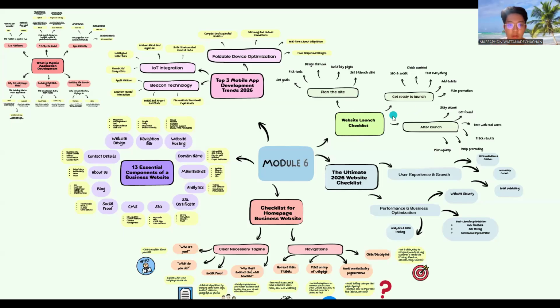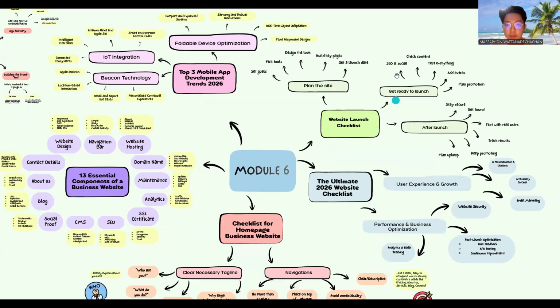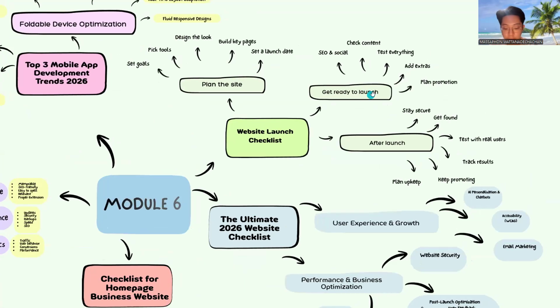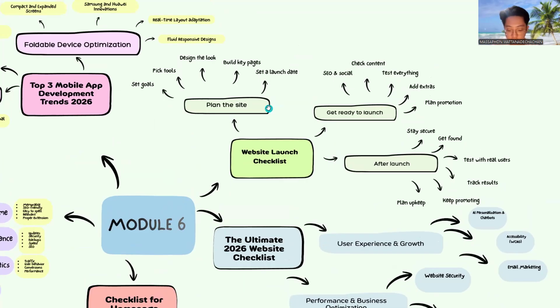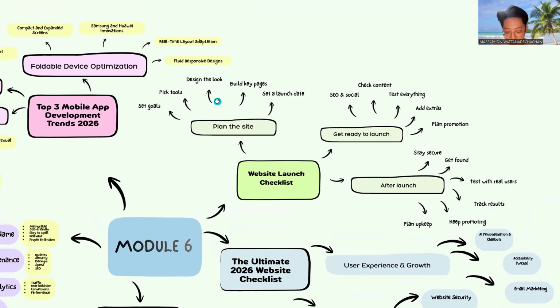Okay. Hello, อาจารย์. Today we are going to present Module 6, and we begin with the first one, the website launch checklist. First we plan: we look at what we need, check out our competitors, and think about who our visitors are. Then we pick a tool: the website builder, hosting, and a domain name.